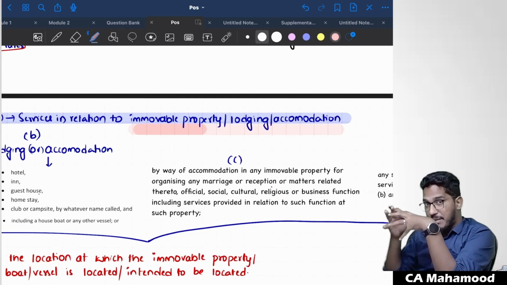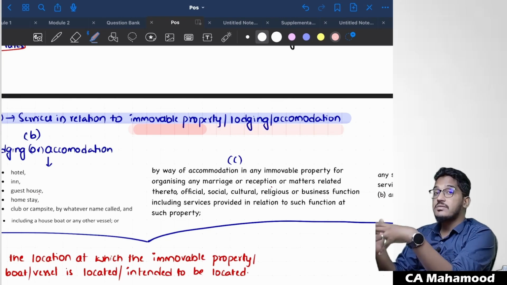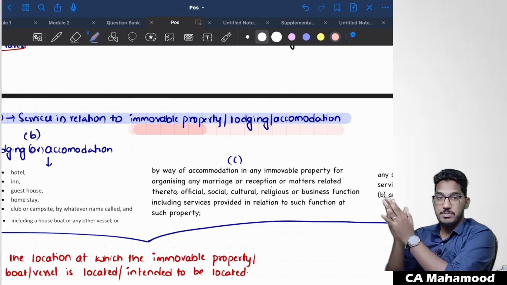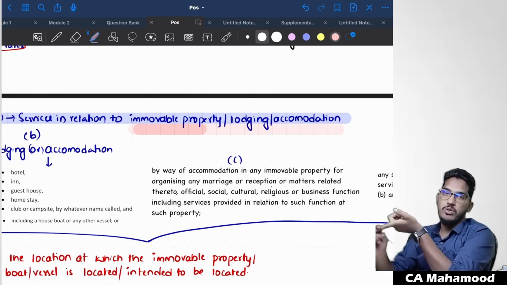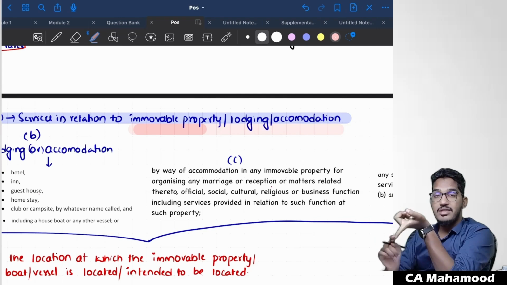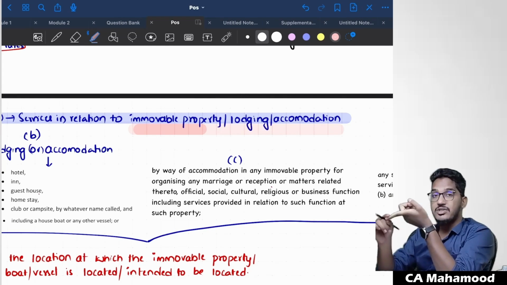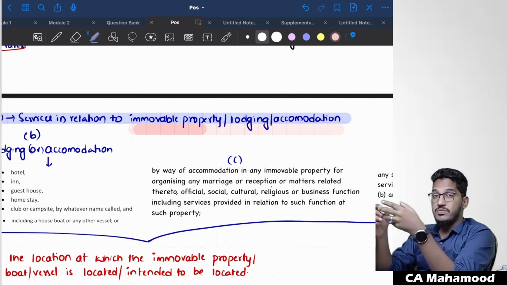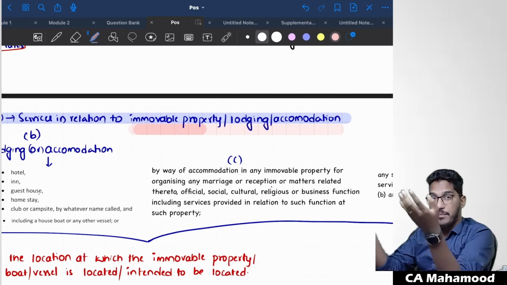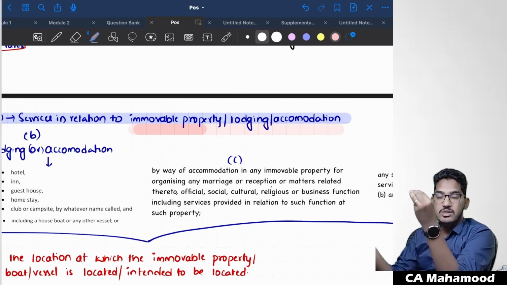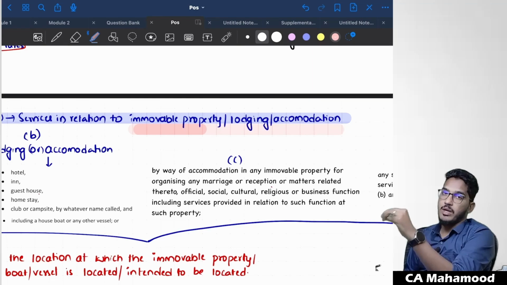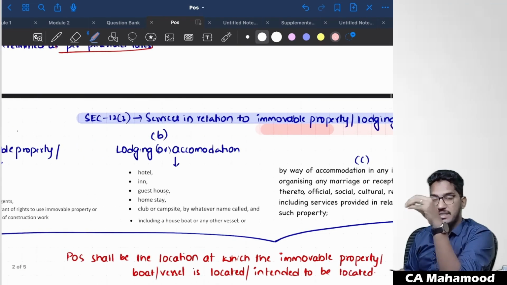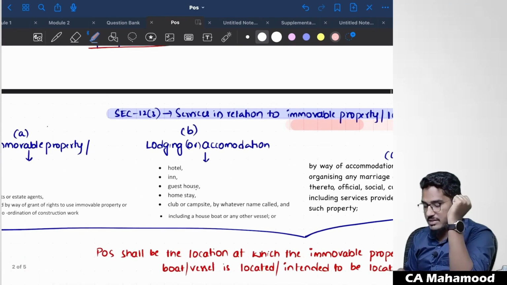Or I am running a hotel. I am providing services of lodging or accommodation in my hotel. Sir, how to determine place of supply in these cases? So whatever services are related to immovable property or services in relation to lodging, accommodation, or giving out places for renting out for conducting marriages or ceremonies, these are all services in relation to immovable property, and how to determine place of supply in these cases is covered under 12 subsection 3. Let us see what 12 subsection 3 is telling.